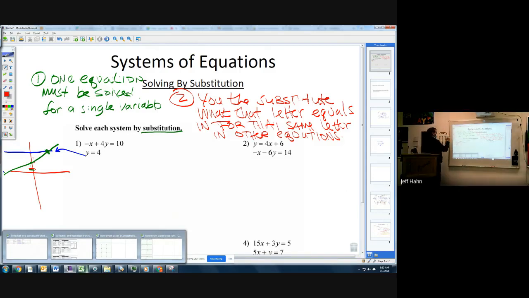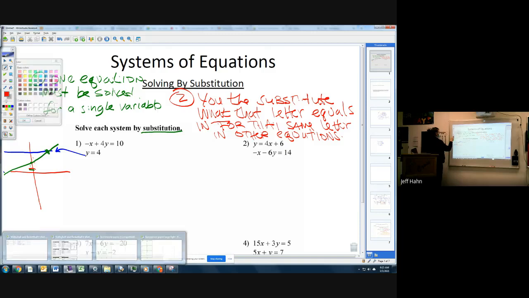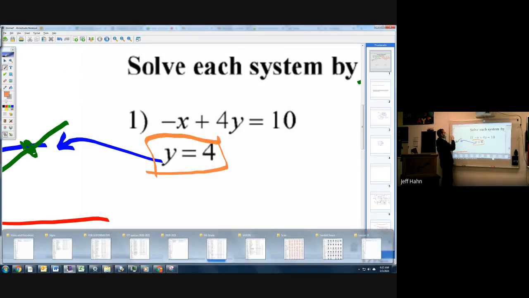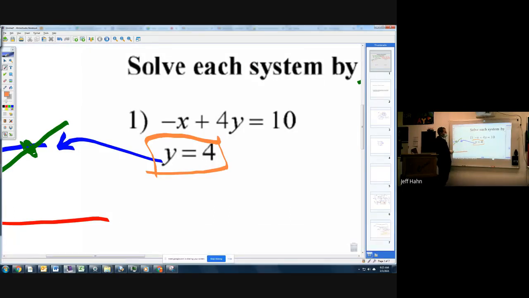Somebody say, what does this mean? This means this, children. Okay, first of all, this is my equation that was solved for a letter. What that means is this. Since I know that y equals 4, I am going to substitute this 4 in for the letter y in the other equation. So it'll look like this.